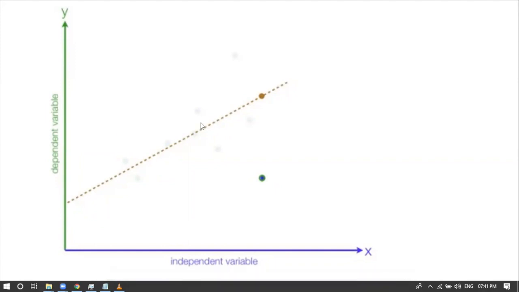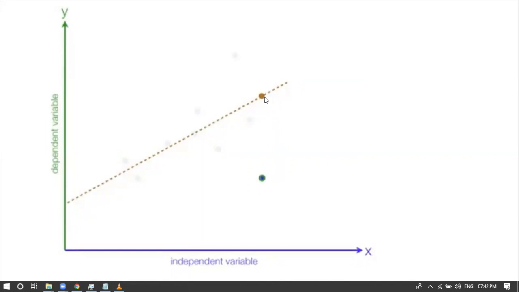So we want to find out the best fit linear regression line. Now, we're going to use the least square method to find the best fit line. Now, what exactly is the least square method? So a least square method, as the name suggests, least square.